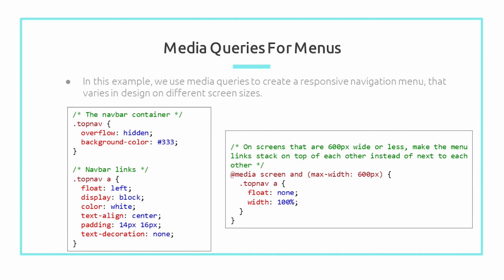Media queries for menus. In this example, we use media queries to create a responsive navigation menu that varies in design on different screen sizes. On screens that are 600 pixels wide or less, make the menu links stack on top of each other instead of next to each other.